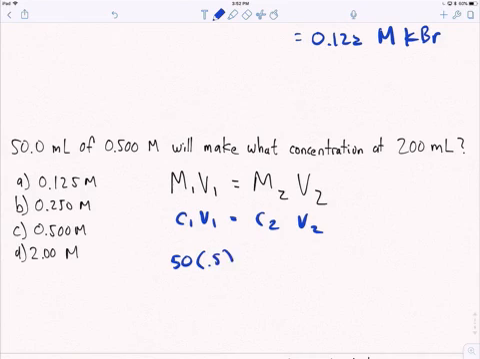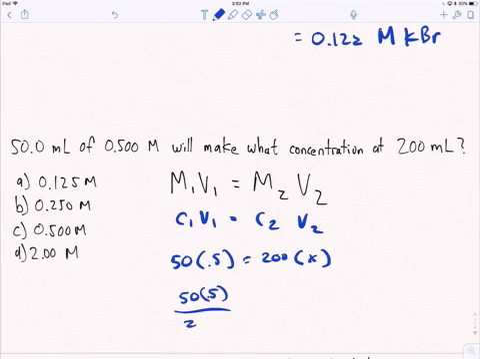50 times 0.5 equals our 200 of our unknown. So that means 50 times 0.5 divided by 200 equals our unknown. And this is going to be 0.125. So like this.